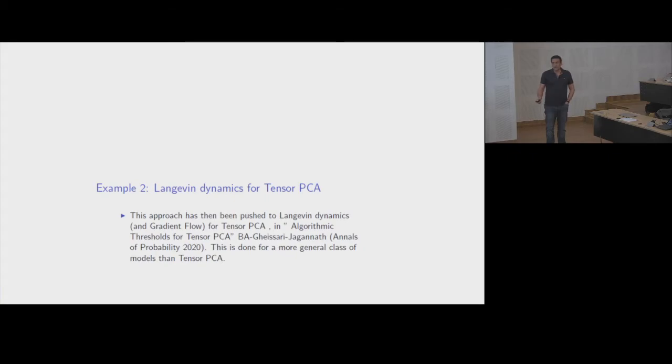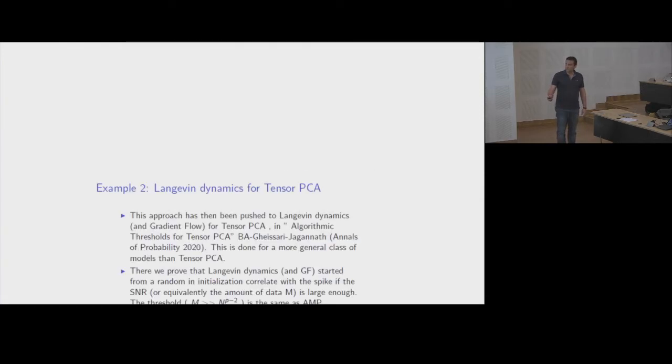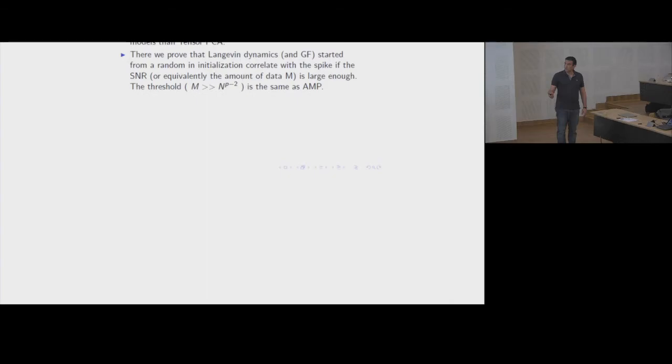And this is done, in fact, for a more general class of model than Tensor PCA. Okay, and so what are the lessons we learn there? There we prove that Langevin dynamics and gradient flow started from a random initialization correlate with a spike if the signal-to-noise ratio, as I mentioned last time, or equivalently the amount of data, is large enough. And the threshold on the amount of data is the same as in the AMP.